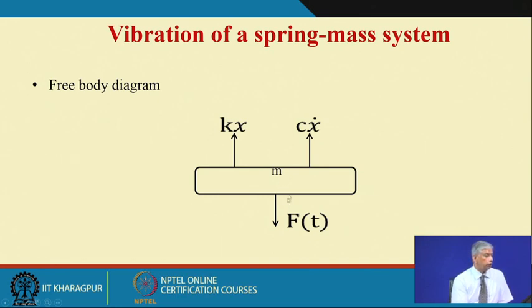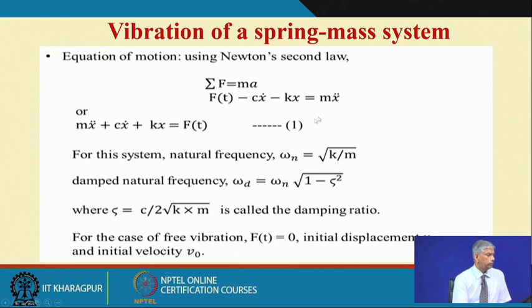So, the net force will be shown this way, wherein the net acceleration of the body is given by this expression, where F is the external force. So, I have m x double dot plus c x dot plus k x is equal to f(t) as the equation of this motion.